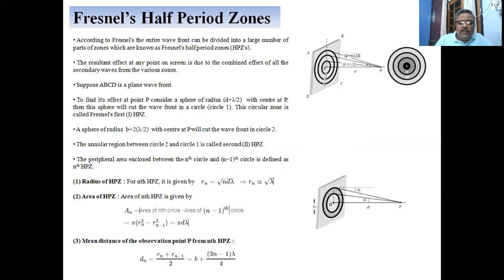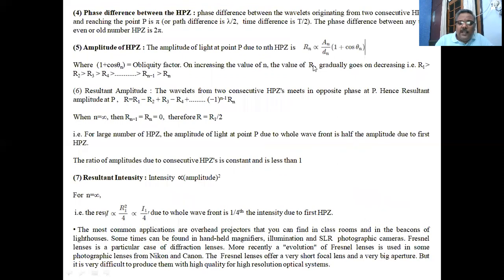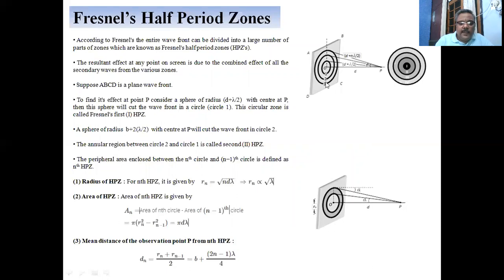The peripheral area enclosed between the nth circle and the (n minus 1)th circle is defined as the nth half period zone. So the nth half period zone is the area enclosed between the nth circle and the circle just next to it. Half period zone is the area between the two circles. The radius of the half period zone is given by Rn equals under root n d lambda. So we see that the radius is dependent on n.